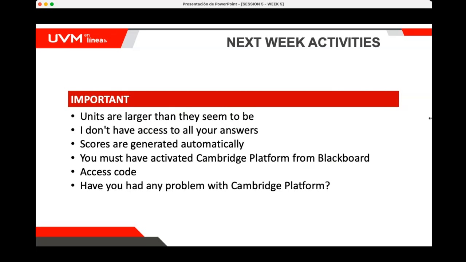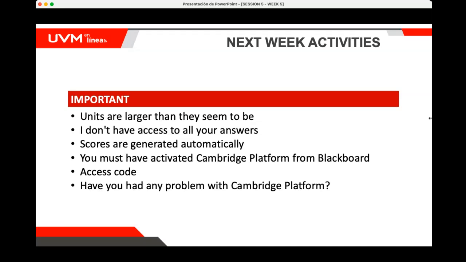Again, the general points that you need to remember. Check your time, try to do the activities. Also remember that I received the instruction to reopen all the previous activities. So you have all the previous activities reopened. So if you hadn't done them on time, please try to complete all the previous activities. I also remind you I don't have access to all your answers. The scores are generated automatically.